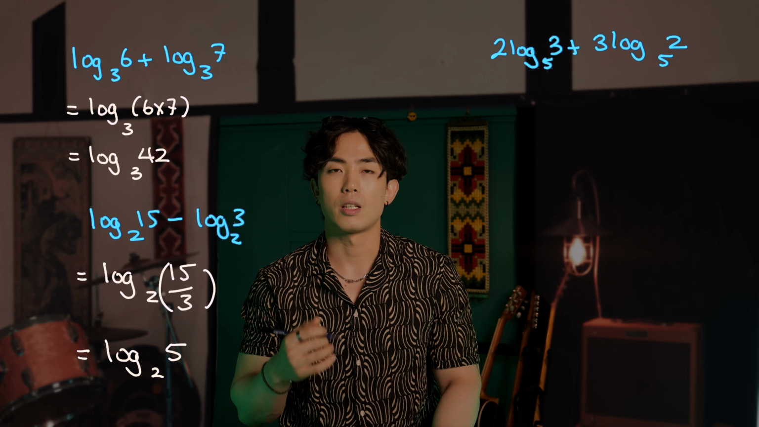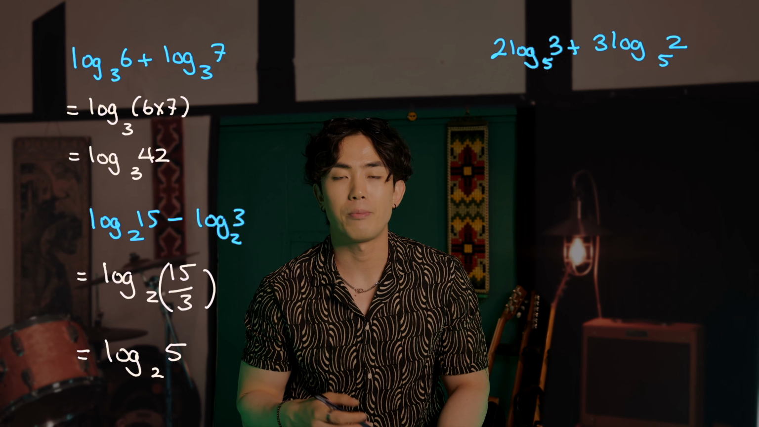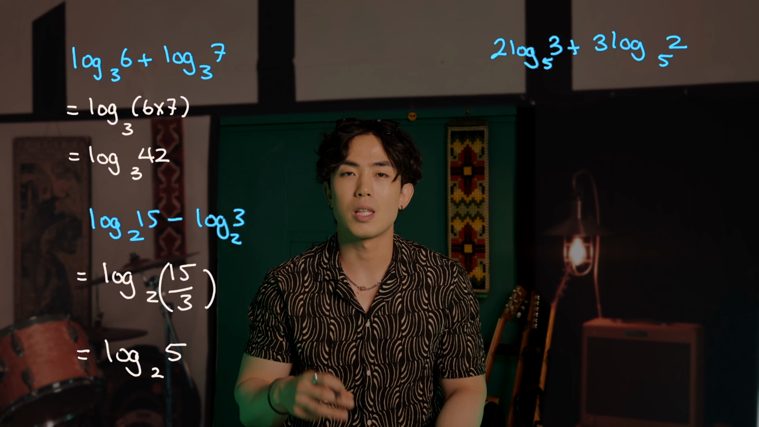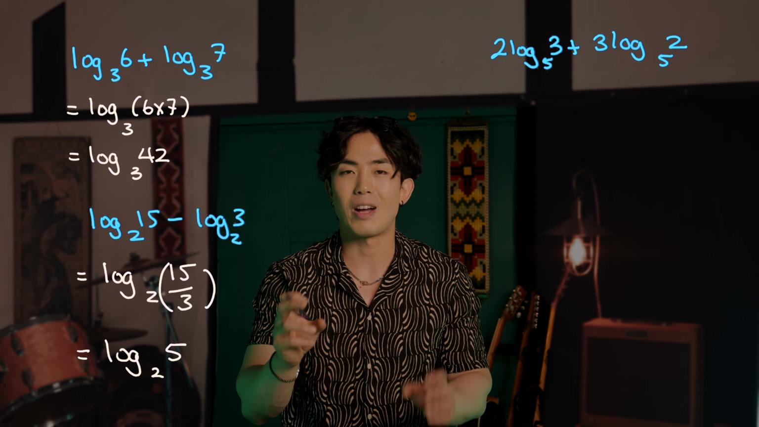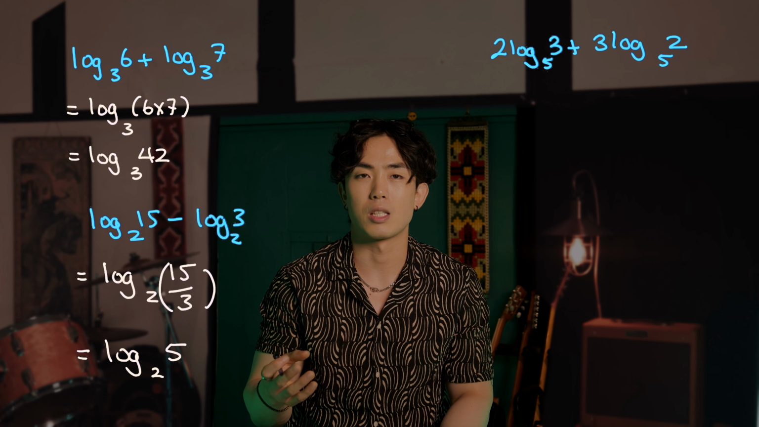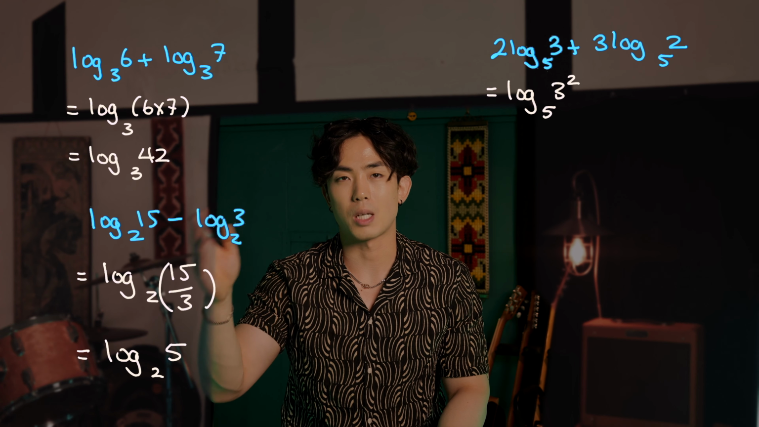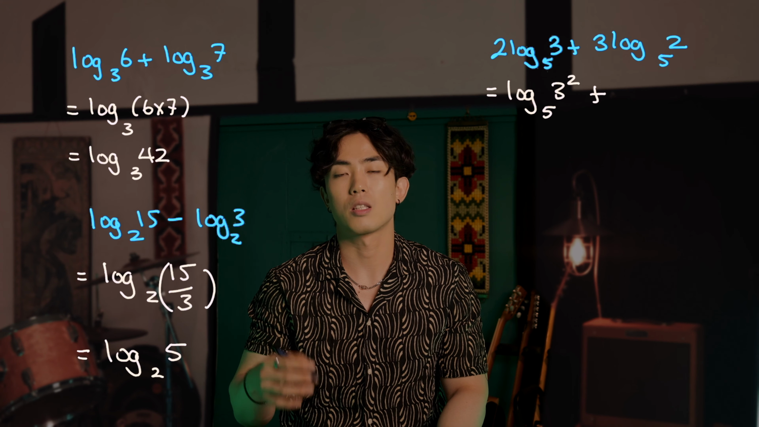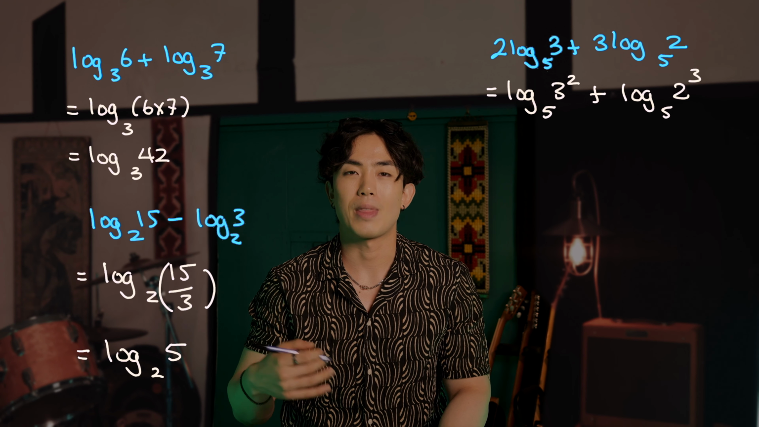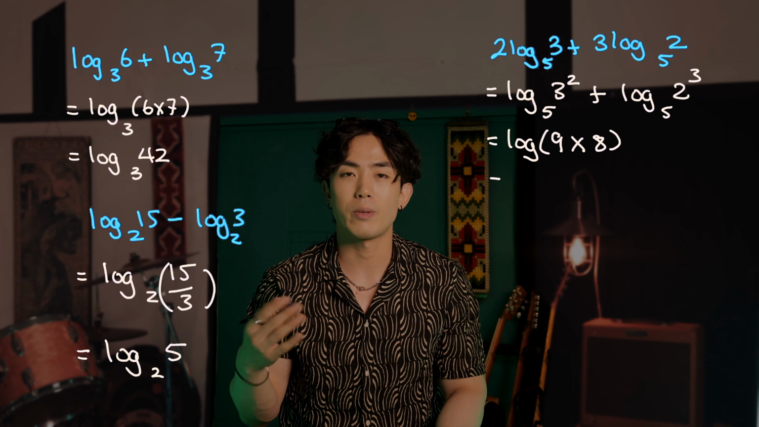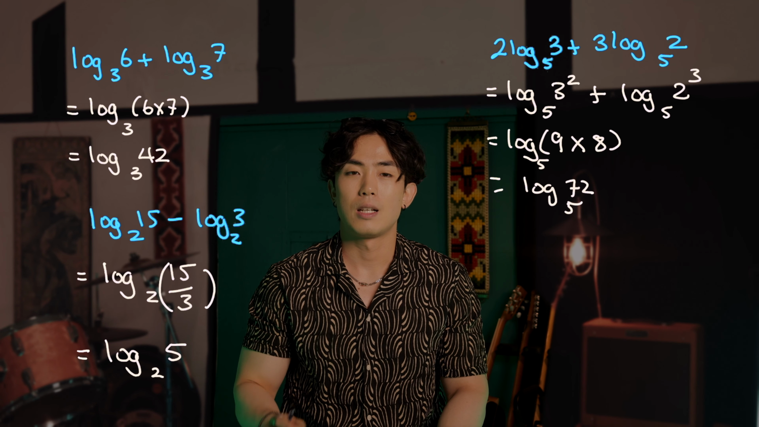The next one, so 2 log 3 to the base 5 plus 3 log 2 to the base 5. Now, first things first, before using the multiplication rule, there's some values in front, so we should use the power rule first, okay? So this is going to change into log 3 squared, because the 2 comes up, right? To the base 5 plus log 2 cubed to the base 5. Now we can use the multiplication rule, so it's going to be log 9 times 8, so log 72 to the base 5.